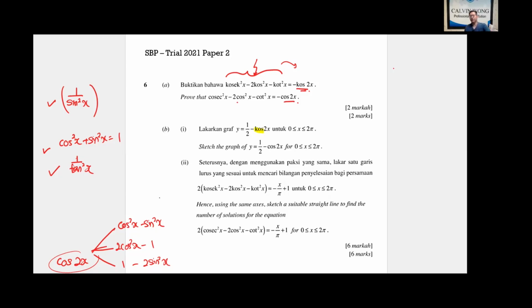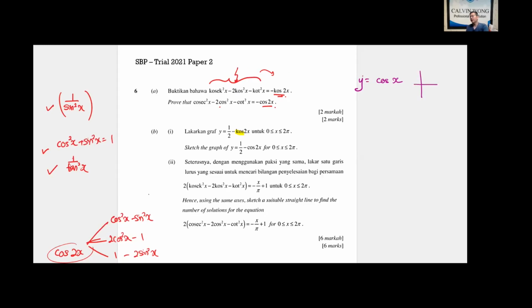Then I can sketch this one easily. 5 steps. Don't think, just do it. Y equals cos x. Start from here. Then y equals cos 2x. Within the same range, I should have 1 and then 2 cycles.